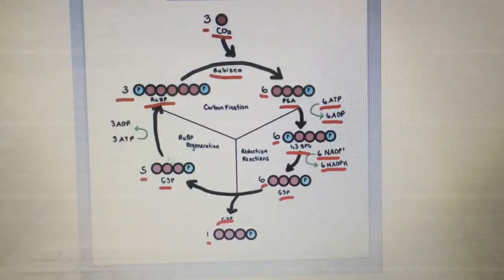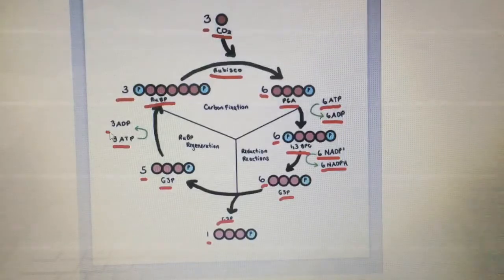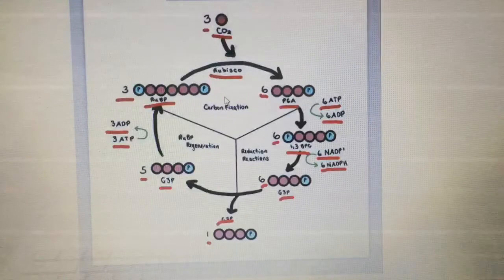To accomplish this, the cycle will spend 3 more ATP. These 3 molecules of ATP will then produce 3 molecules of ADP. So the RuBP is now prepared to receive carbon dioxide again for the cycle to continue.